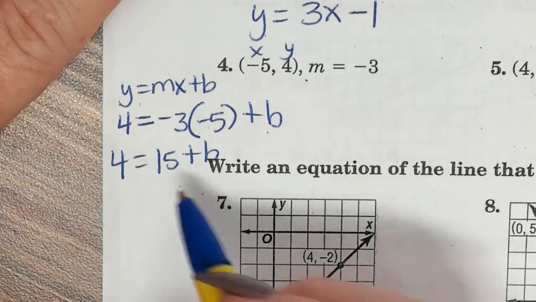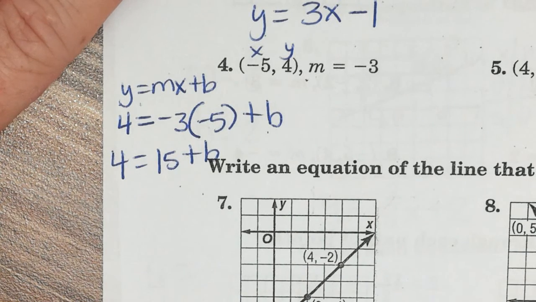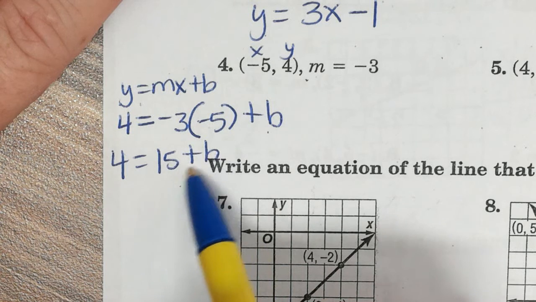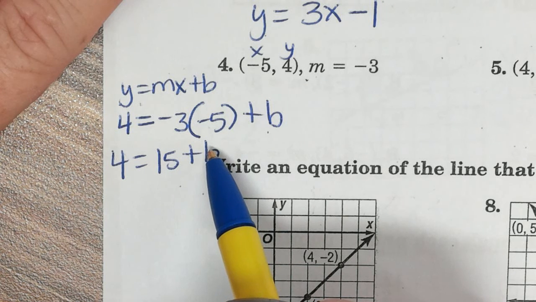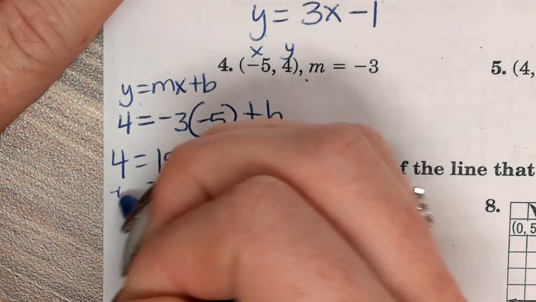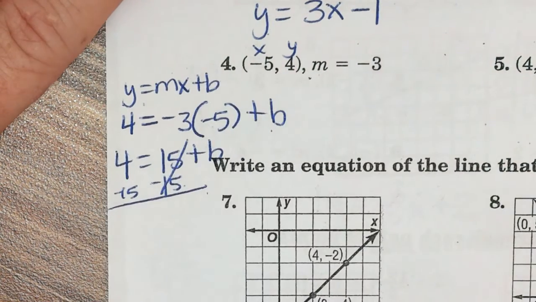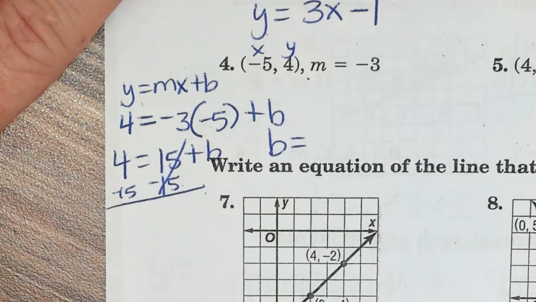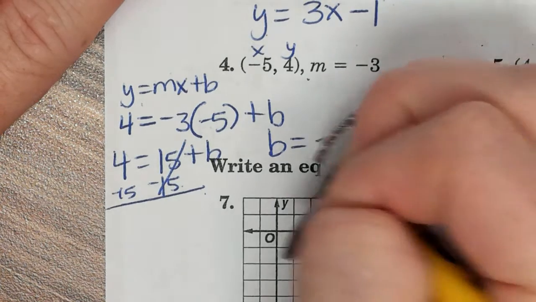How do I get rid of 15? So what's going on between the 15 and the b? Addition. So to get rid of it, I'm going to subtract. 4 minus 15 is? 9. Wait. 4 minus, what's 15 minus 4, guys? Thank you. 16.